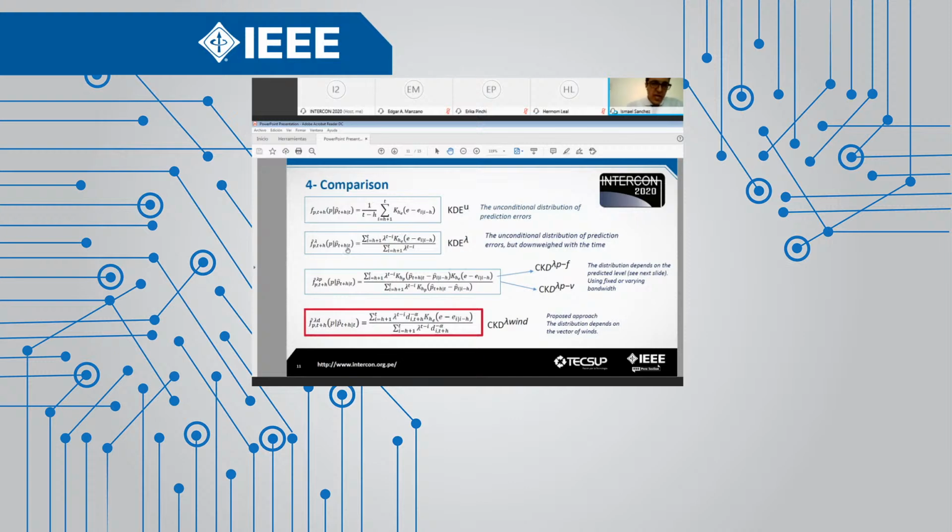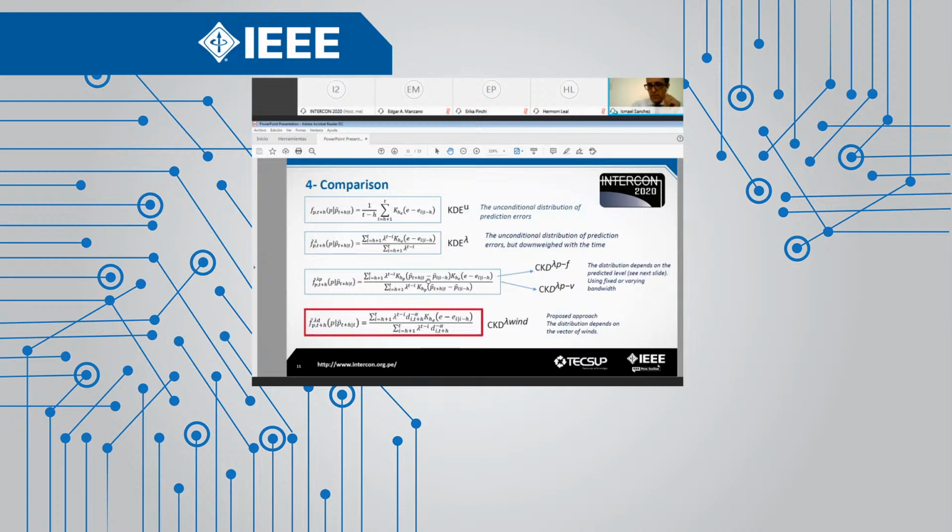The second competitor will be the same, but I'm going to put a weight depending on how old the data is. So I have an unconditional distribution, but more recent data has more weight, so that distribution can have some ability to adapt to time. The third one, very common in the wind power industry, is also to weight the information depending on how close the historical data are to your prediction.